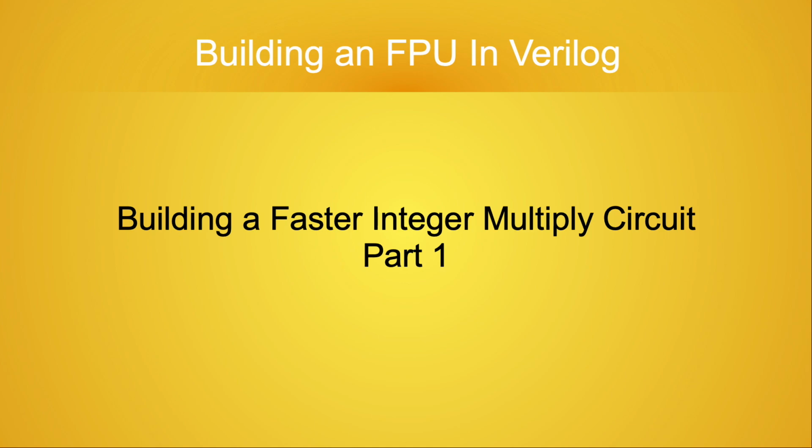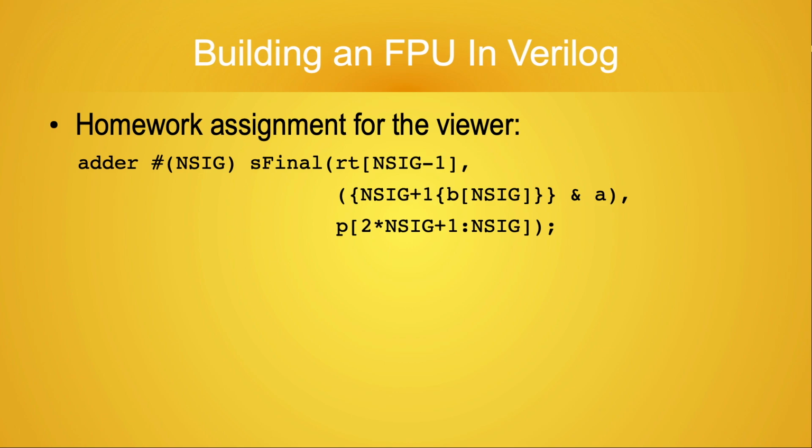Hi, I'm Chris. In my last video, I went through the process of how I wrote a module to multiply two significands as part of the code to multiply two floating point numbers using Verilog. In that video, I left you with three study questions. The first question was about adding the final partial product.